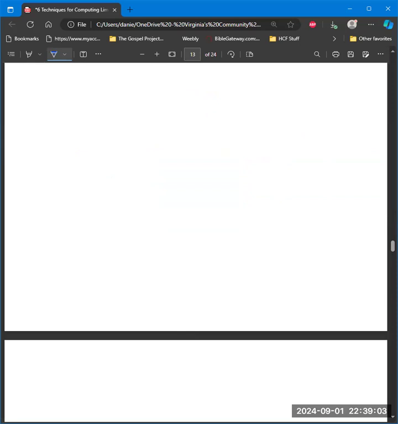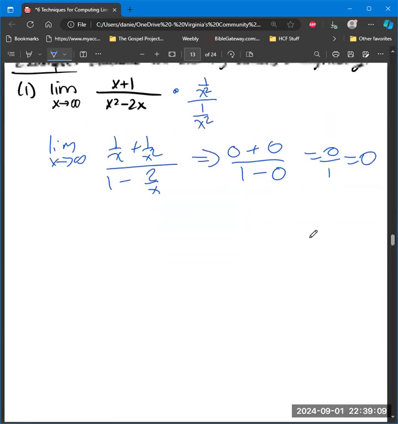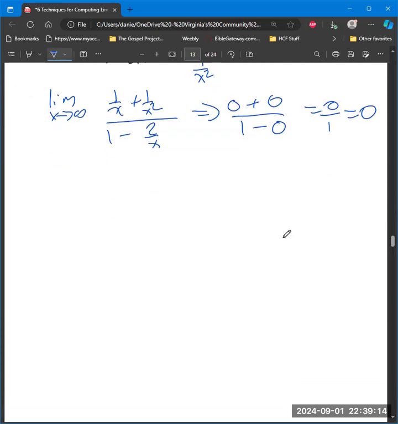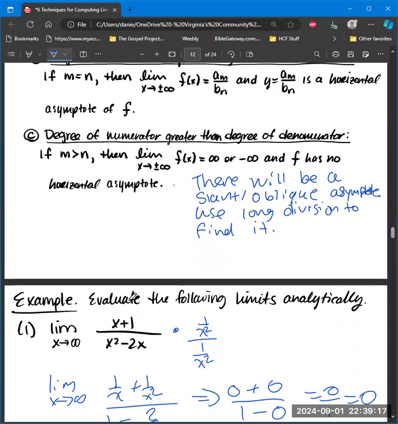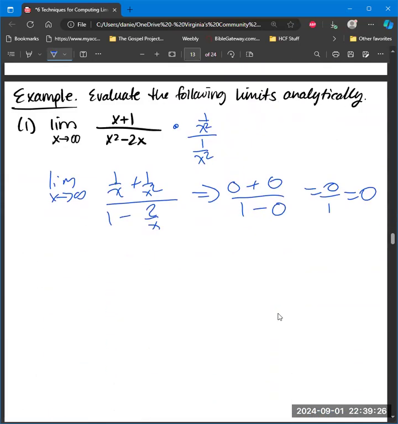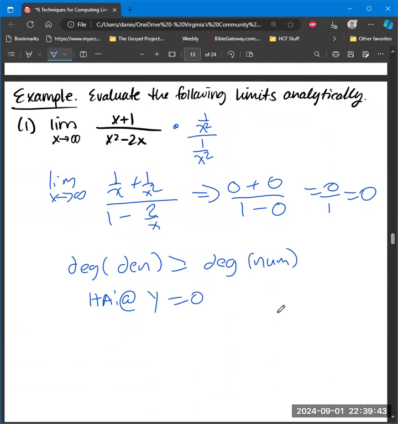All right. Let's evaluate it with the rule from up here. The degree at the top was less than the degree at the bottom, so we have a horizontal asymptote of y equals 0. Same thing. Degree of the denominator is greater than the degree of the numerator, and that means horizontal asymptote at y equals 0.